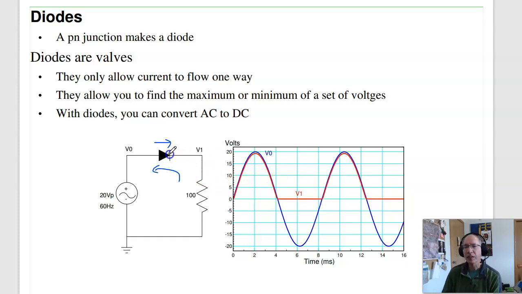So this is a nonlinear element. When it goes forward, it allows current to flow. When it goes backwards, it doesn't. That's nonlinear. That's what makes diode circuits so hard to analyze.